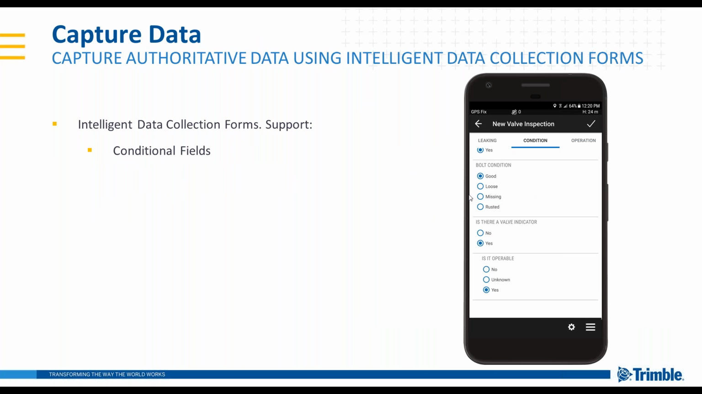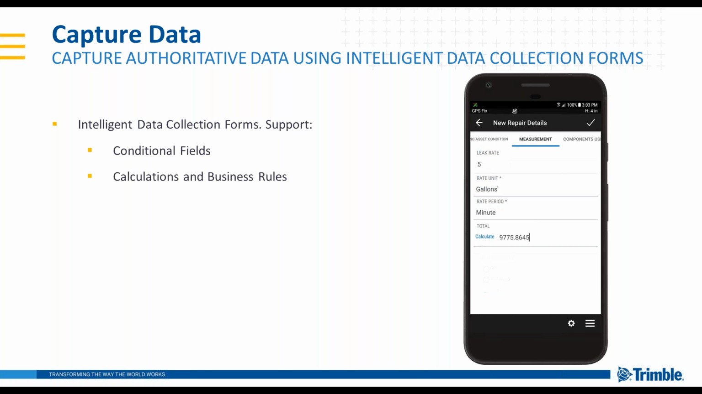And once they progress the work assignments, they might be asked to populate and answer some questions depending on the forms that are configured in the platform. So we talked about the conditional fields when you configure a form. So this is an example of a valve inspection. Is there a valve indicator? If they say yes, then it'll ask them a follow-up question, is it operable? So that's, again, an example of how conditional fields work.